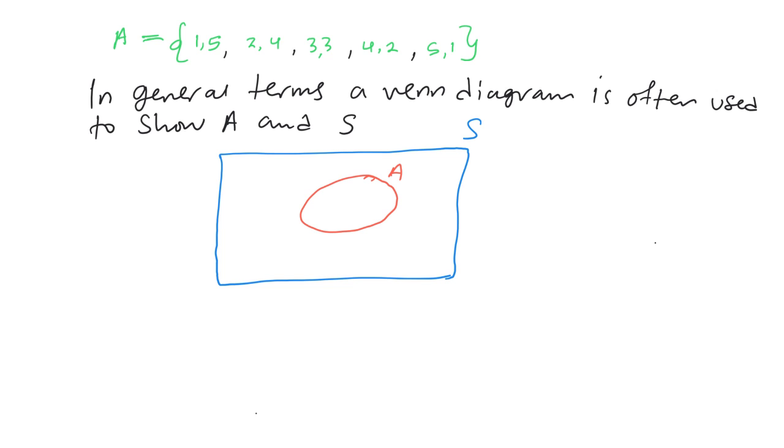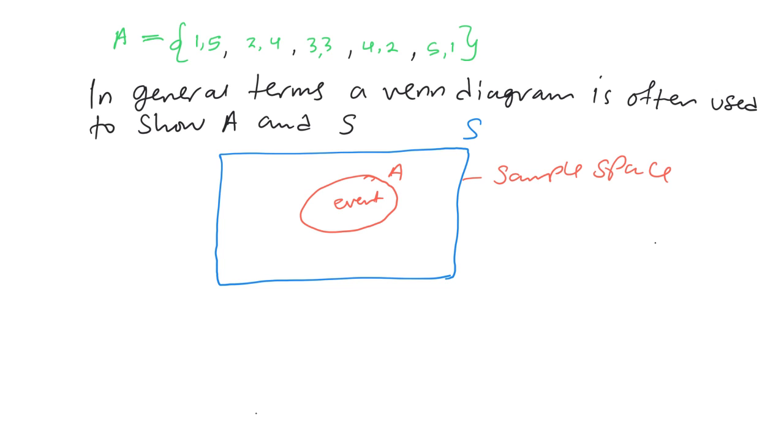In general terms, we shall use Venn diagrams to represent the sample space and an event. Since an event is a subset of the sample space, it lives inside the sample space. That's why you are seeing that this is the event here, and this is the sample space. An event lives inside the sample space, okay?